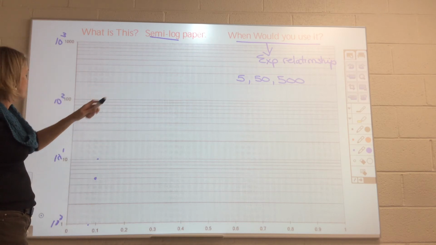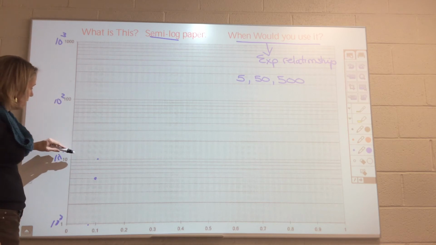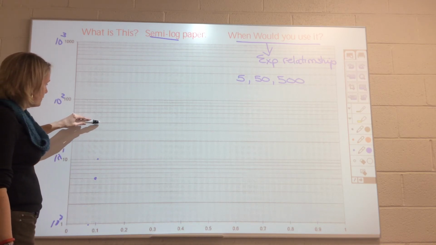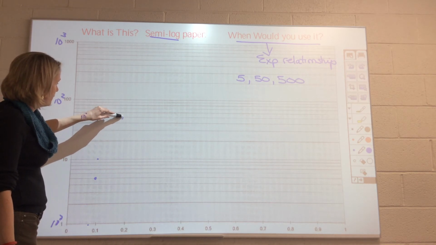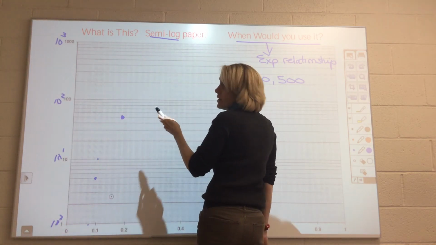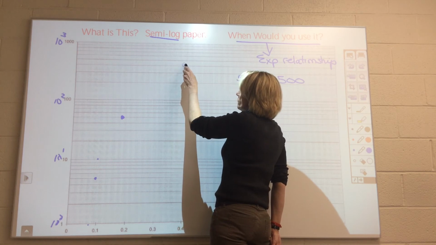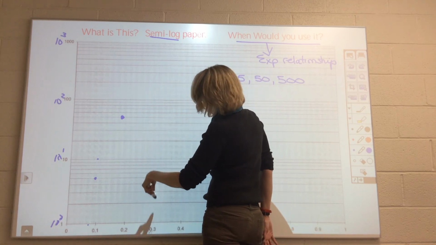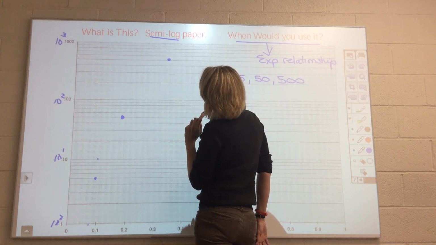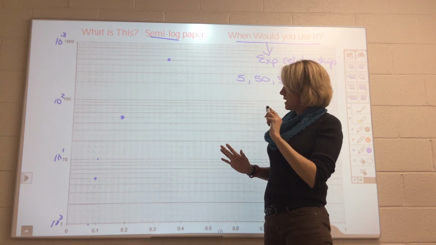If we're doing 50, note now we're going to change. We're going from 10 to 100, so now each division has to be 10, 20, 30, 40, 50. So 50 would be right here. Then if we're going to graph 500, we go 100, 200, 300, 400, 500. So that would be right there, correct? All right, do you understand how you're doing the spacing there?